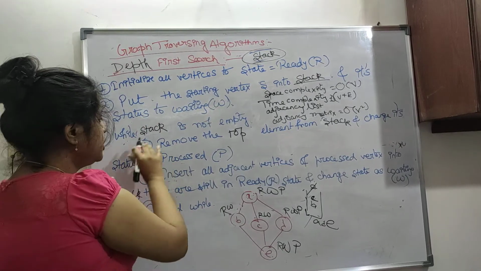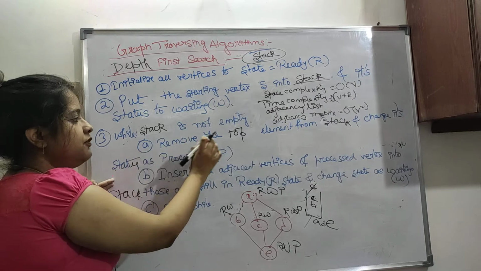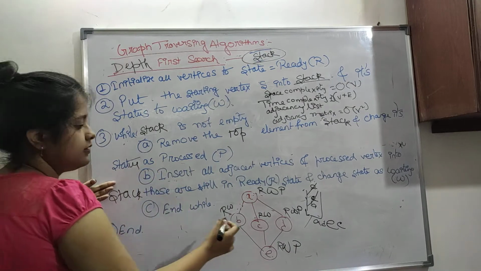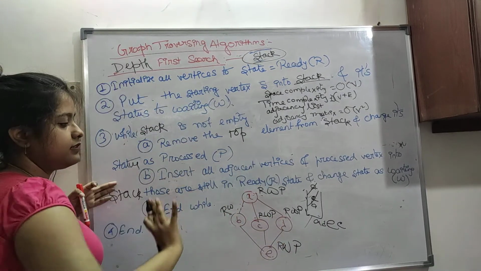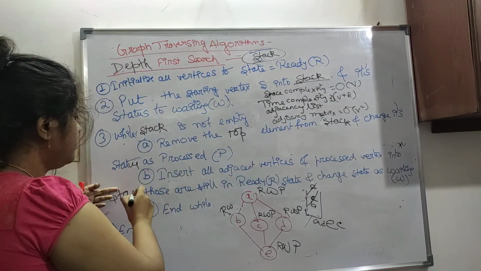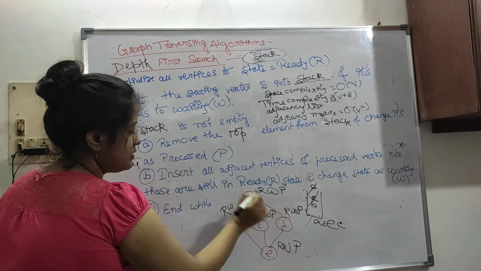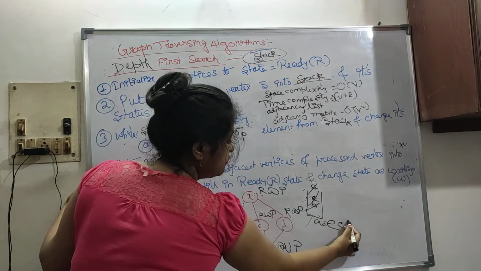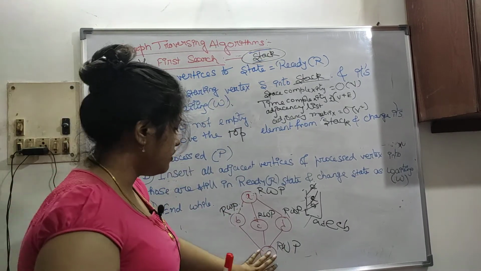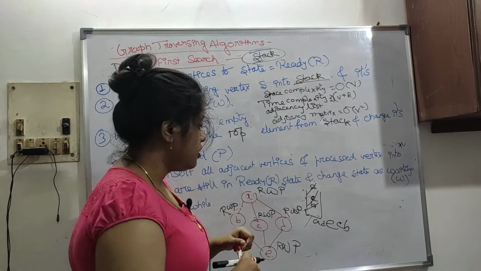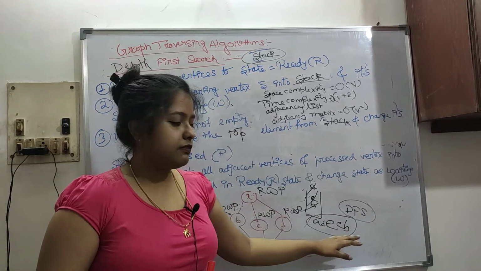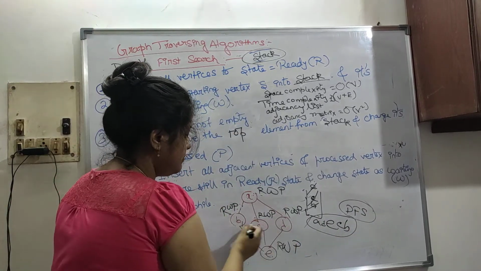Then again we do the while loop. Remove the top element from the stack. C is removed, and then change the status to processed. There is nothing adjacent which is not in the stack already, so leave it there. Then again the while loop, remove the top element. B is removed and changed to processed, and for insertion, nothing is there because E and A are already done. So this is our DFS, depth first search traversal. We can take it as BCD, DCB, anything like this.